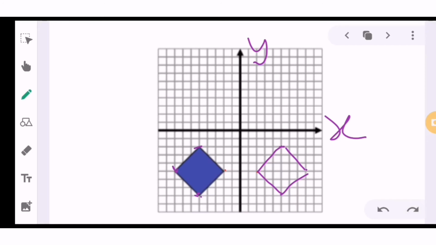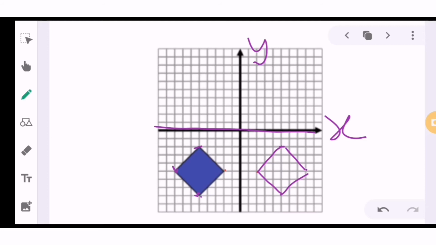Now, if the same image was to be flipped over the x-axis, remember what we did was over the y-axis, because this is the y-axis, and we flipped the shape over the y-axis to this side. Now we're going to try the same thing and let the shape jump the x-axis, this x line. So we want the shape to jump the x-axis, which means it will fall in what quadrant?